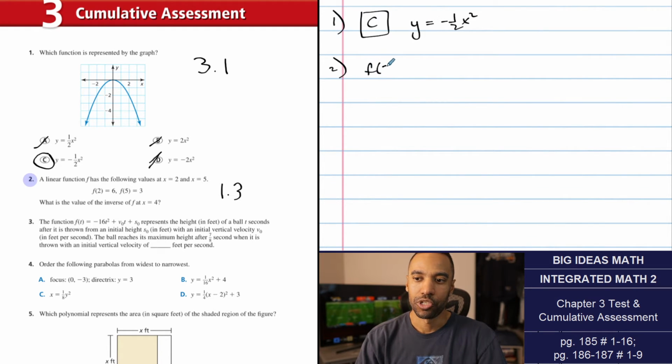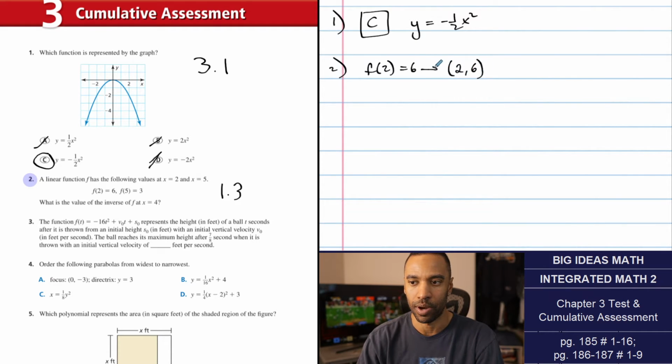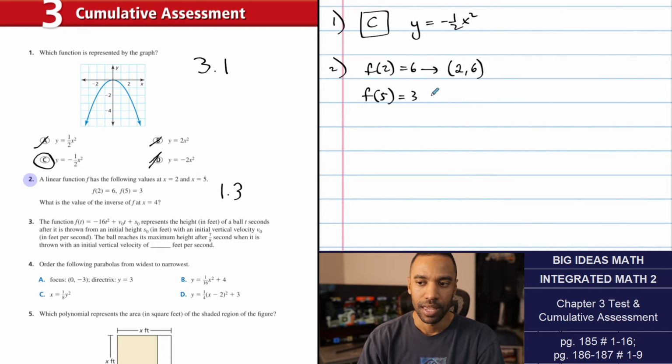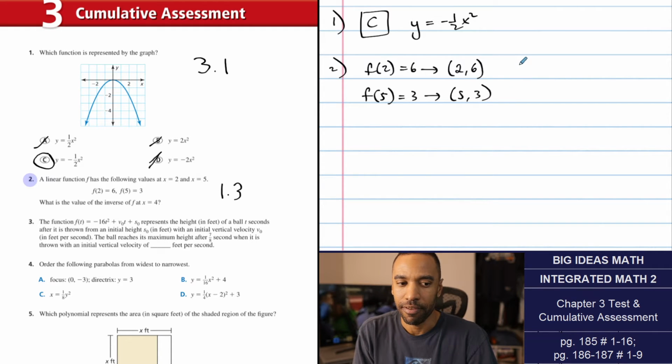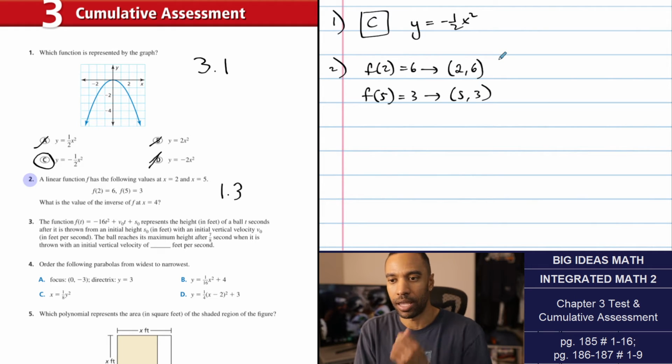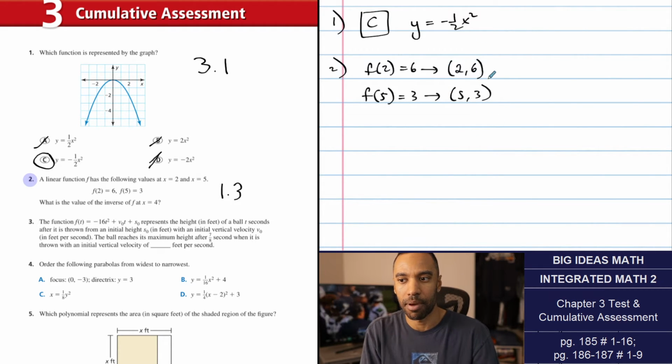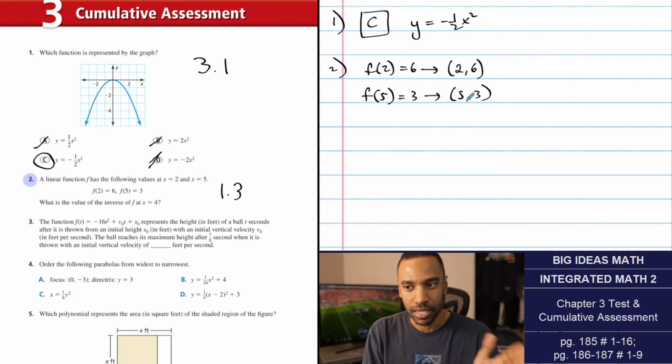So f of 2 equals 6 is another way of saying I have an ordered pair that is 2, 6. When x is 2, y is 6. And then f of 5 equals 3 is another way of saying I have an ordered pair that's 5, 3. They say, what is the value of the inverse of f at x equals 4? In order for us to do that, we'd have to come up with an equation for this thing here.